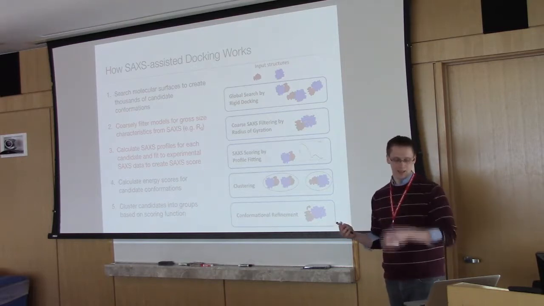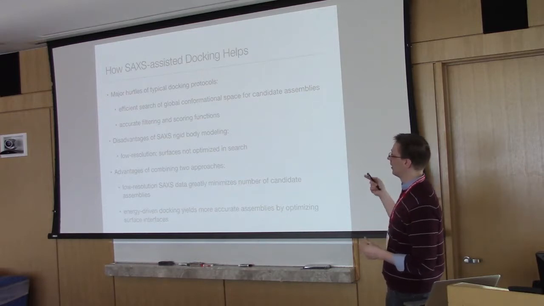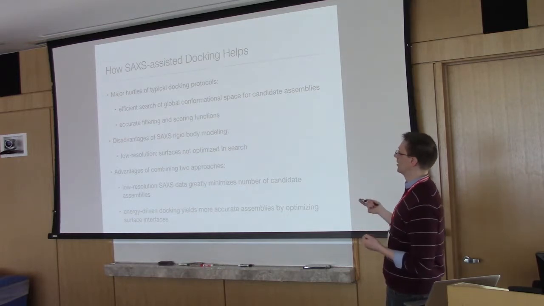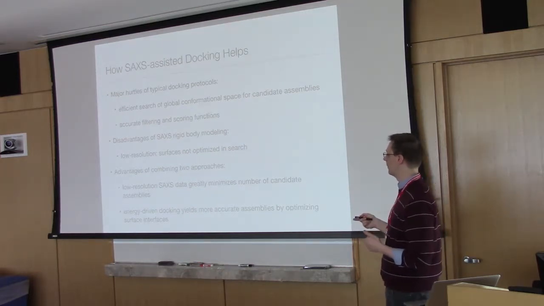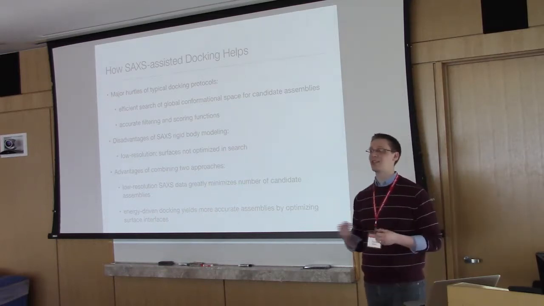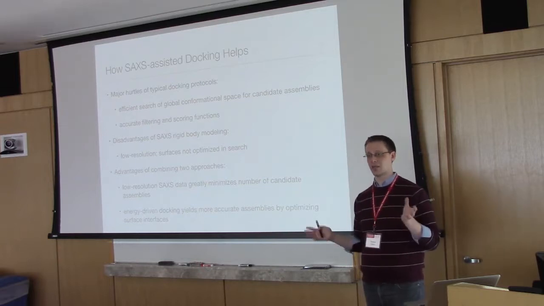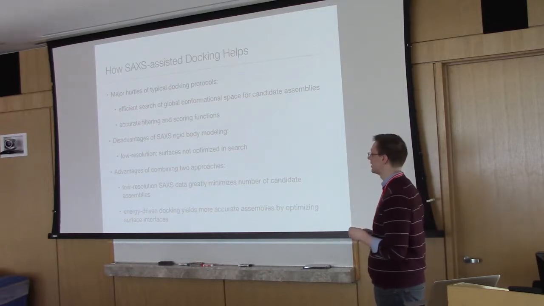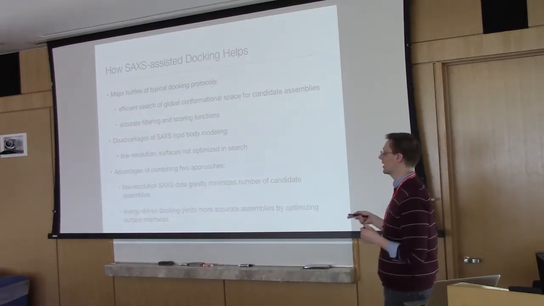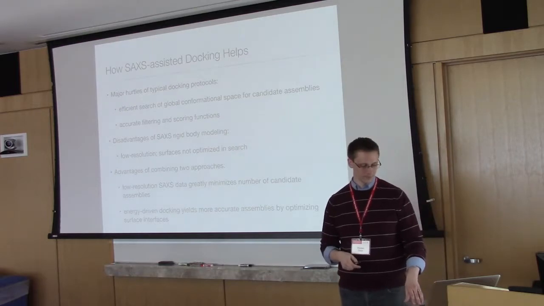And this allows you to combine the advantages of SAXS, which are low resolution information, with the advantages of docking. And so SAXS helps you to minimize the number of candidate assemblies, which is the big issue with docking. You can just run docking without SAXS data, but you get lots of conformations, lots of different candidates, and it's really difficult to score those appropriately. And so SAXS can help you weight those scores with some experimental information.